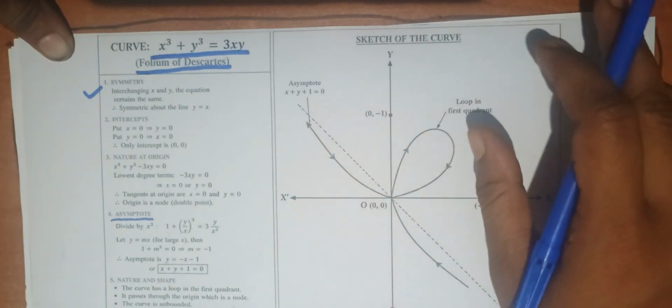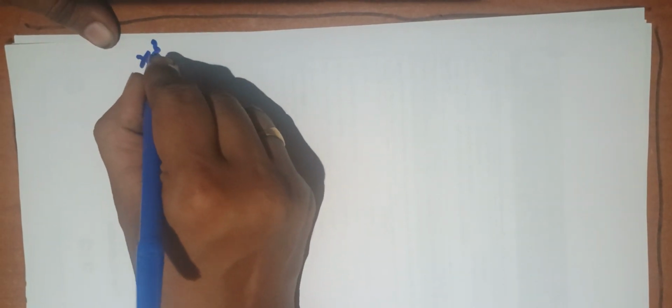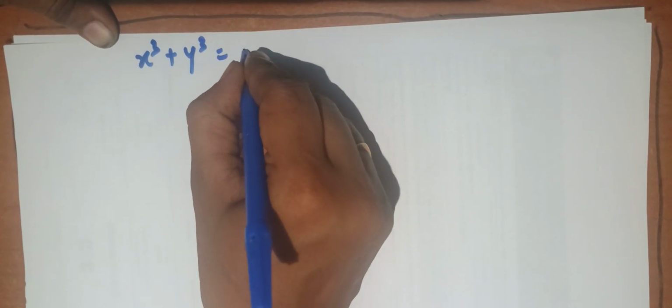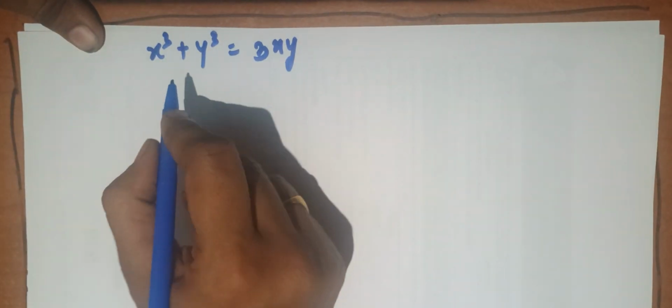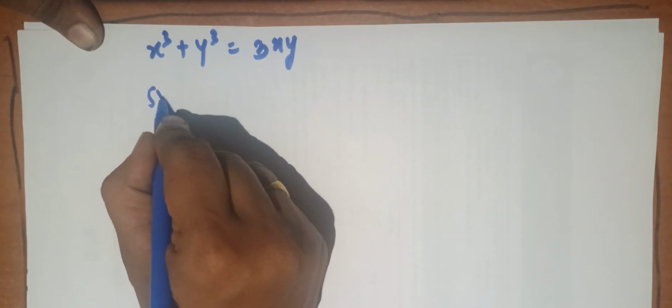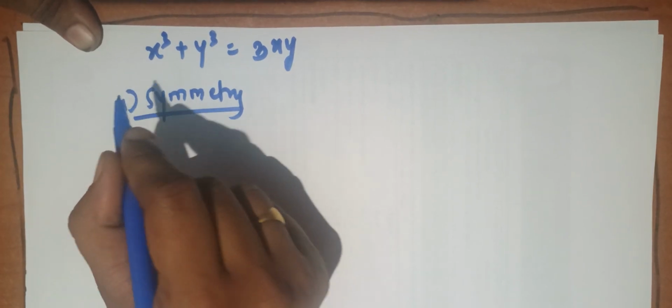So for this curve, how can we trace this curve? Let's see. So equation of curve is what? x cube plus y cube is equal to 3xy. So for tracing this curve, evaluate first point, that is symmetry.